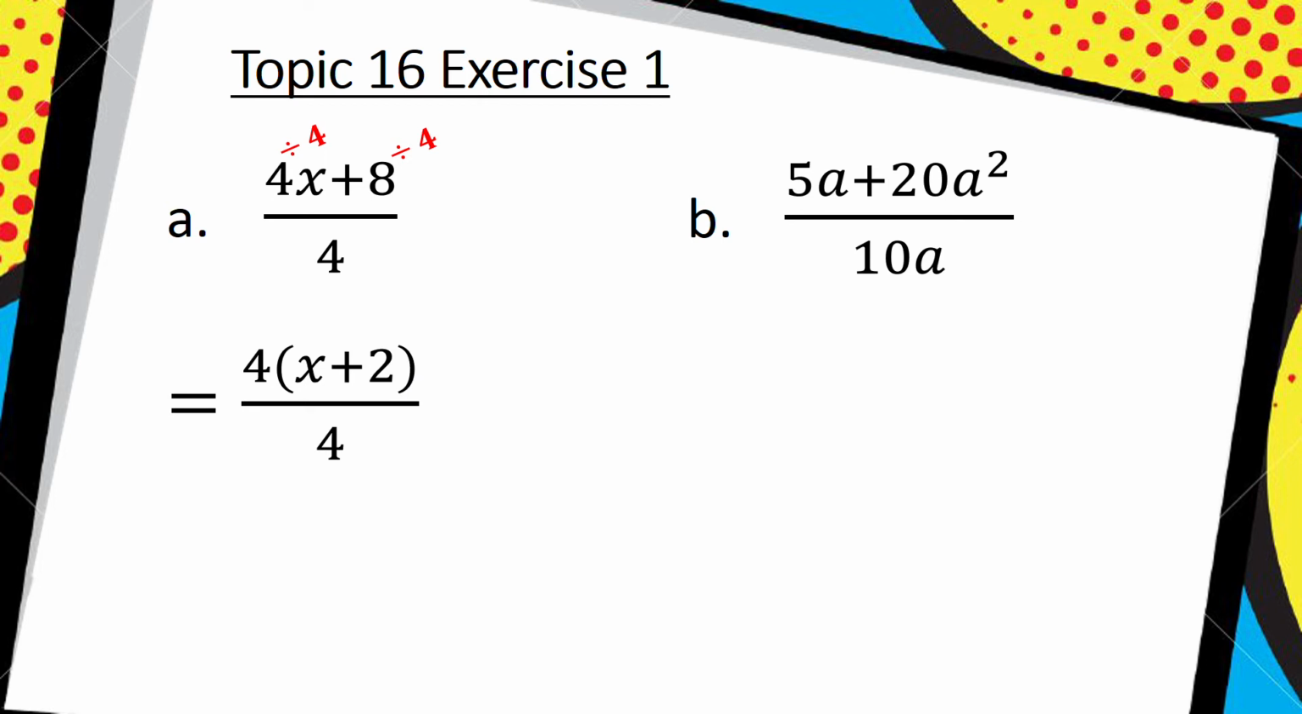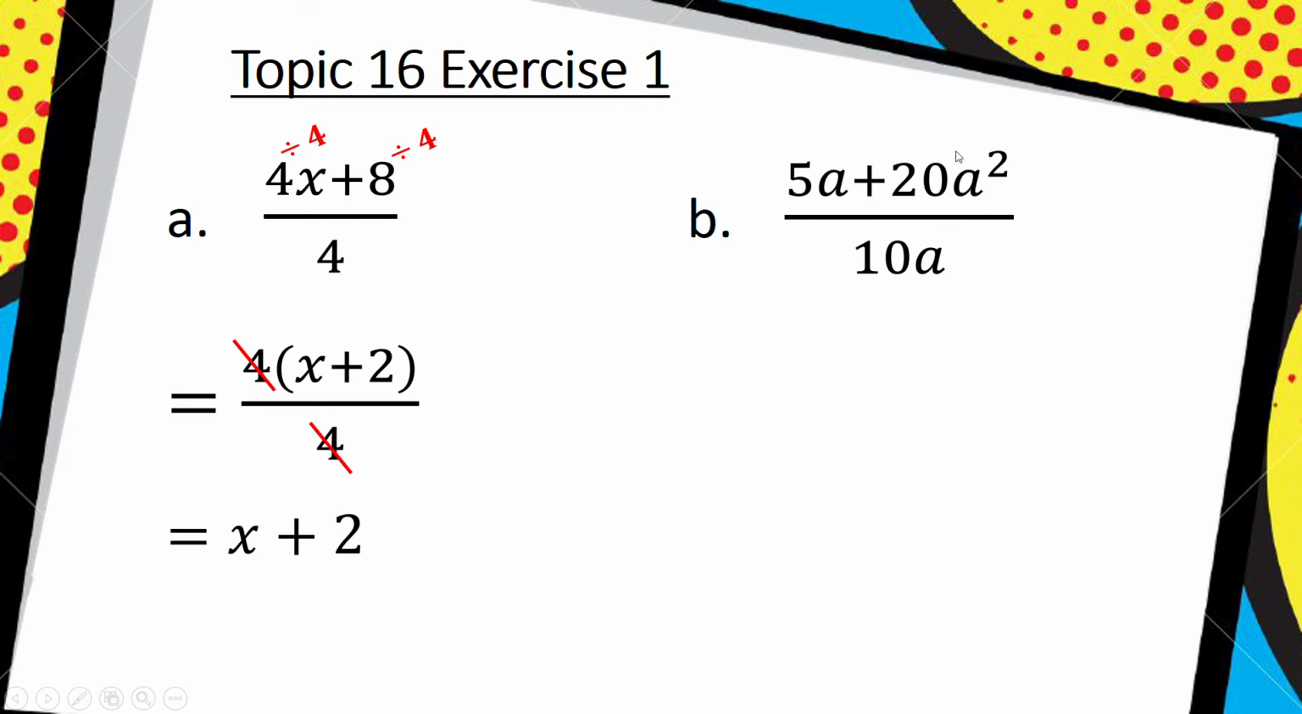Now I can start cancelling. My 4's will cancel, and I'm just left with x plus 2. So that's my final answer, and you can leave it in brackets if you want. If I wanted to cancel anything with this x plus 2, I would need to find an identical bracket that could cancel. Okay, let's try B.